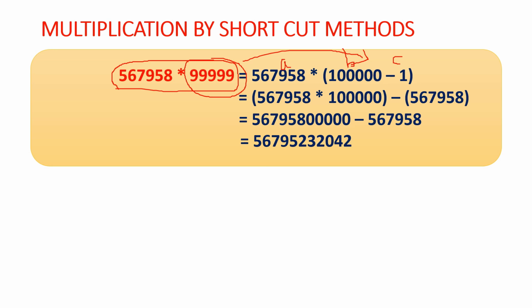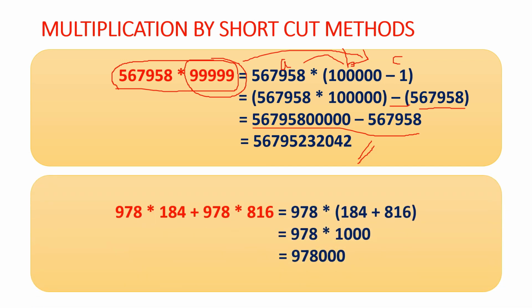So we know the formula: a into (b minus c) equals a into b minus a into c. Accordingly we have to write the given values: 567958 into 1 lakh minus 567958 into 1. So we are getting the same value. Then we subtract these two values, and as a result of the subtraction we are getting 5679523242 as the answer. So for this type of question, first we have to restructure the given equation in the form of a into (b plus c) or a into (b minus c). Here a into (b minus c) is more suited. This is how we have to solve the problem.